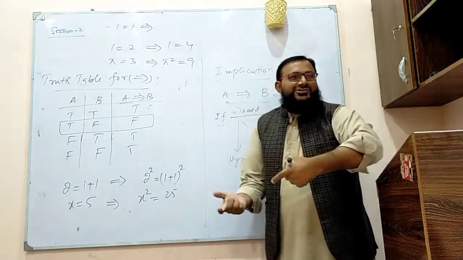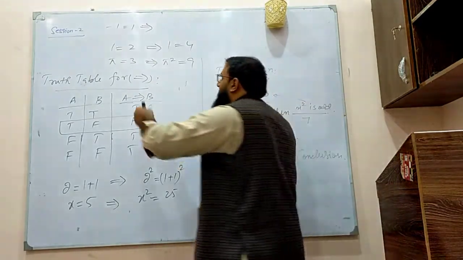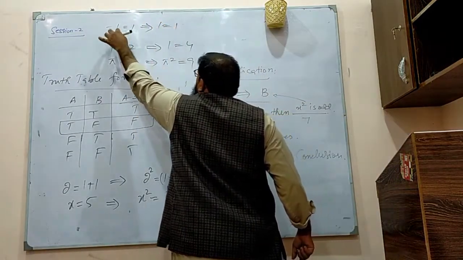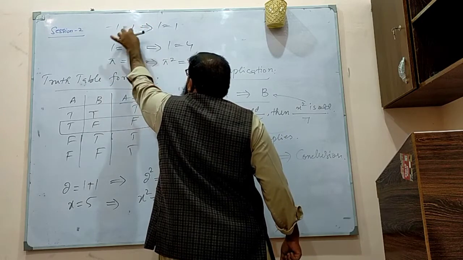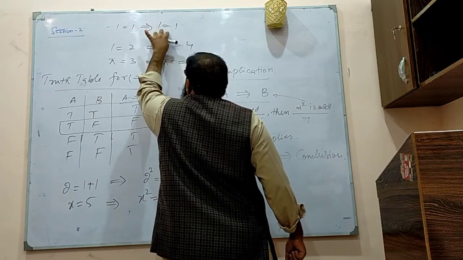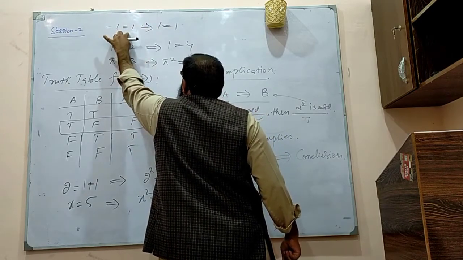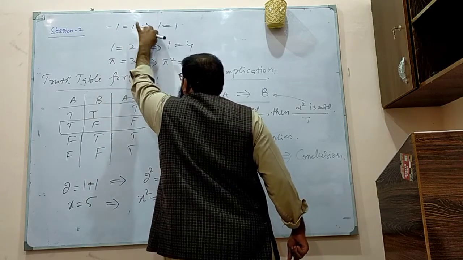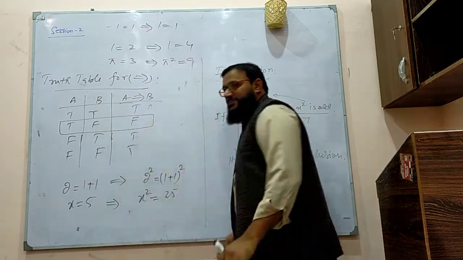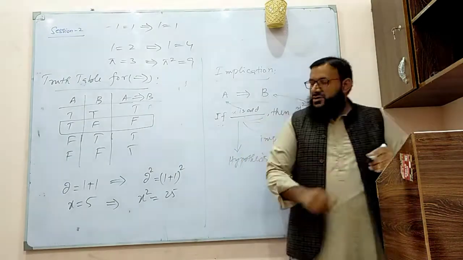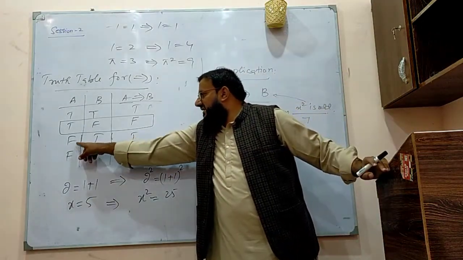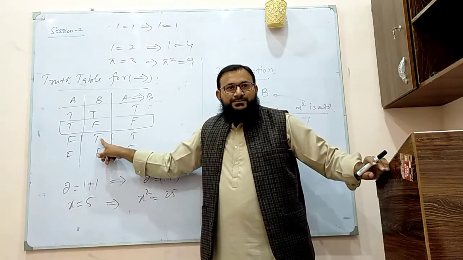Minus 1 is equal to 1. It's not true. But you square both sides. Square of minus 1 is 1. Square of 1 is 1. Is this true? Yes. So something false leads to something true. You will believe that this whole implication is true. So something false can lead to something true.